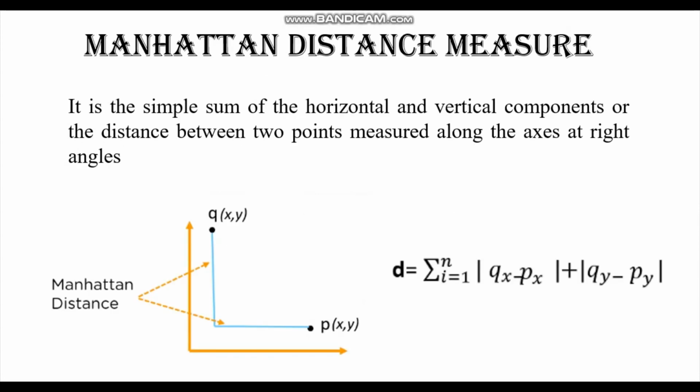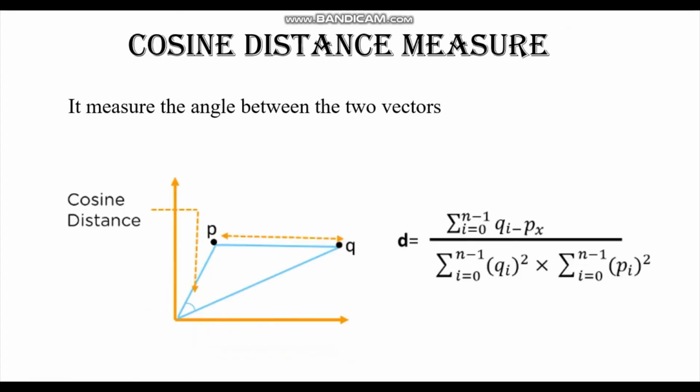The Manhattan distance measure is slightly different. It is the simple sum of horizontal and vertical components, or say the distance between 2 points measured along the axes at right angles. So it works on the principle of right angles. Here is the formula for it. It's a little different method which works on the basis of right angles.